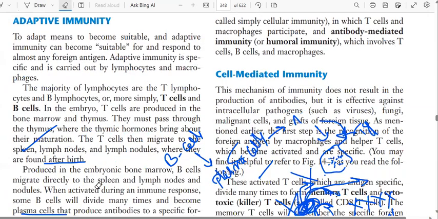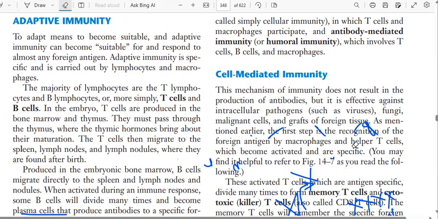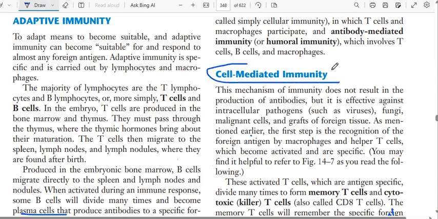Next, after that, the T helper cell understood that this is coming from outside the body. Okay, you have to kill that. It is perfectly okay. Next, what we'll have next is cell-mediated immunity.